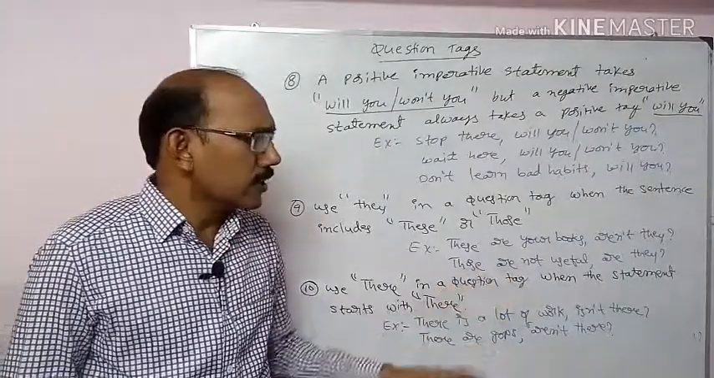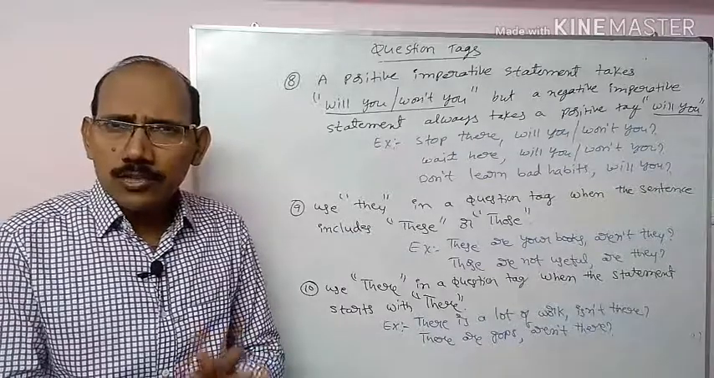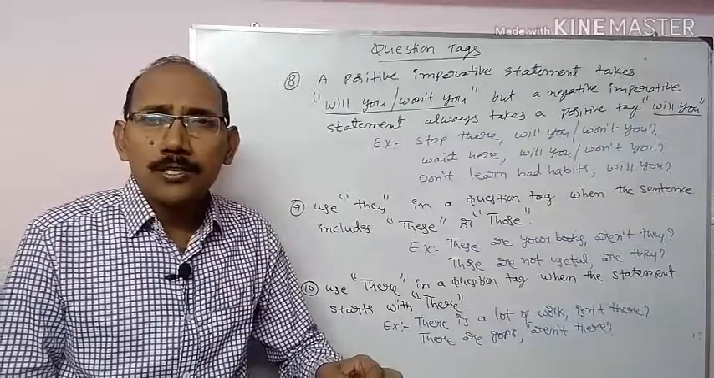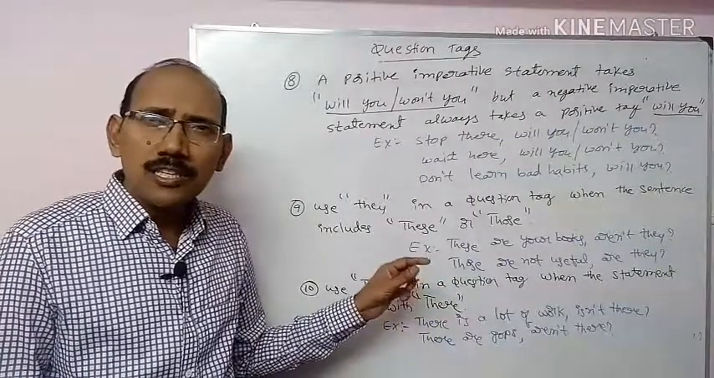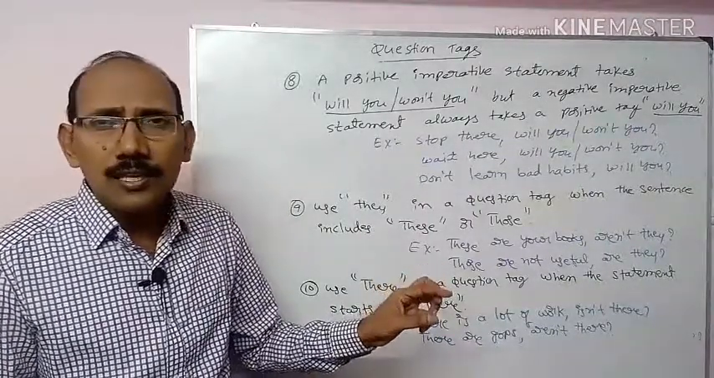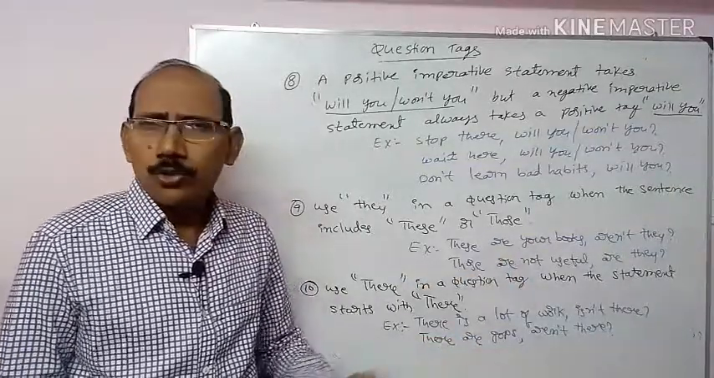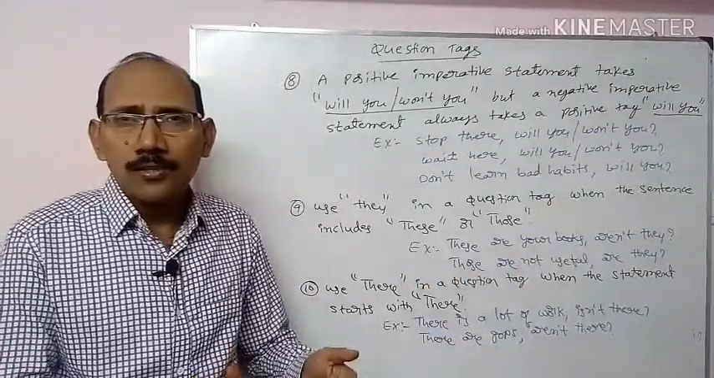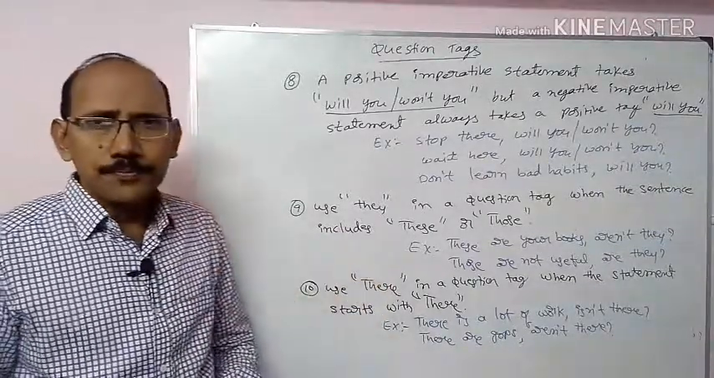Those are not useful. It is a negative sentence, so we need to use only a positive tag. Of course, when a statement starts with these or those, we have to use only "they" in the tag. Those are not useful. Are they? So like this we have to use. And look at the 10th point.